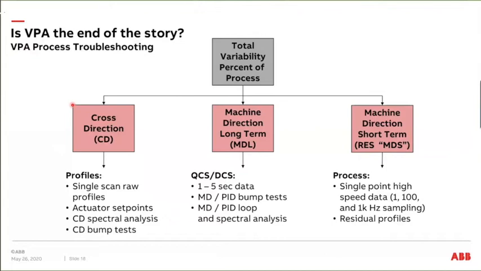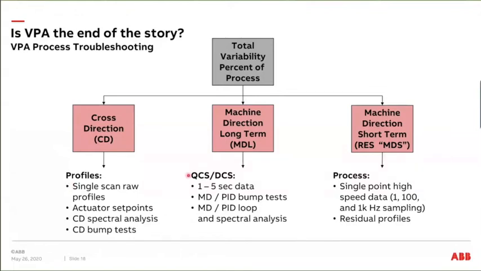So why do we say that? For cross direction, there's a lot more. I should have mentioned earlier that the data source for VPA is what we call the raw profile. Not necessarily raw in the sense of the electrical signal from the sensor head, but raw in the sense that it's the unfiltered profile that the QCS creates. It's not the profile, for example, that's used for the cross direction control or the MD control, but that profile is what's used to generate these variability values.